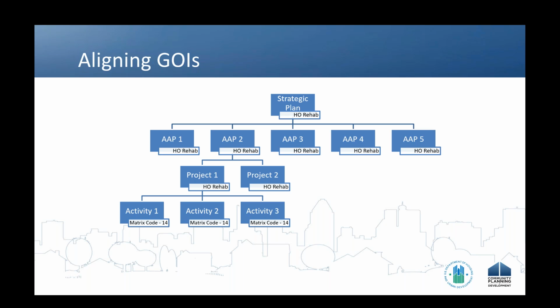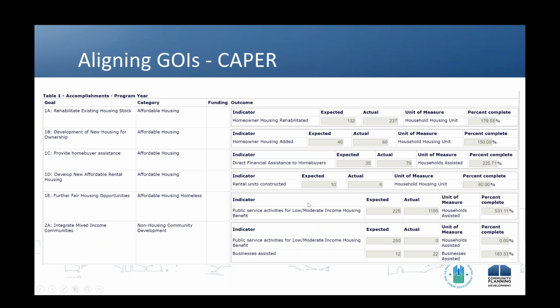And if you're able to go in and do a quality check from strategic plan to action plan goals to your projects through your activities and making sure that you're using the same goal outcome indicator or matrix code, it will make that reporting when you get to this screen on your CAPR, on the CR05 screen, so much easier to navigate, and so much more of the data will be automatically populating this screen.